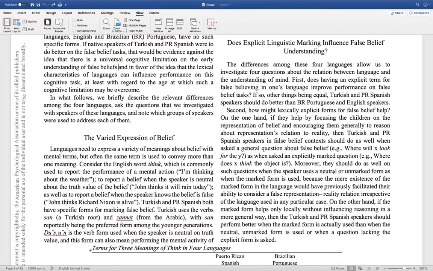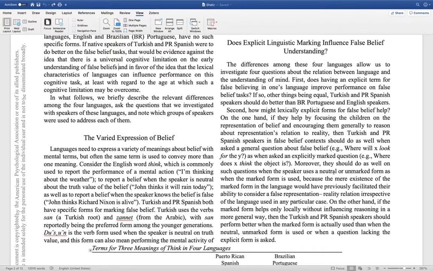Right? So they're saying, hey, the words themselves, which are just metaphors for feelings, can activate psychological processes that'll make you better in tune to other people's human experience. That's what they're arguing right there. Let's keep reading. And so then they say, then Turkish and PR Spanish speakers in false belief context should do as well when asked a general question about false belief, where will X look for the Y? as when asked an explicitly marked question.